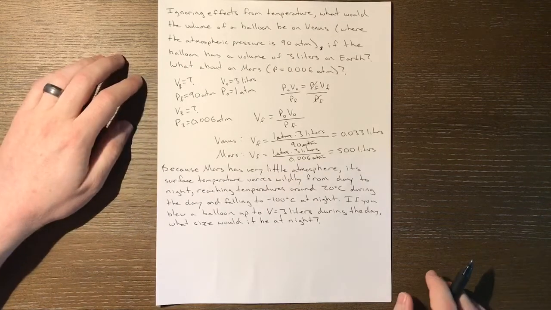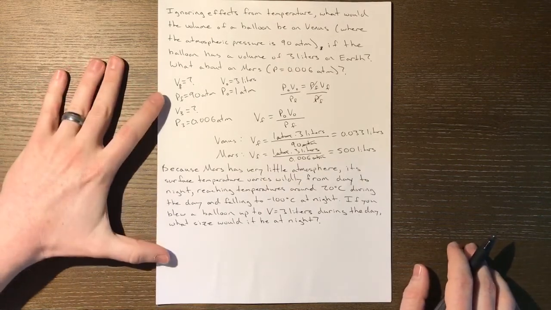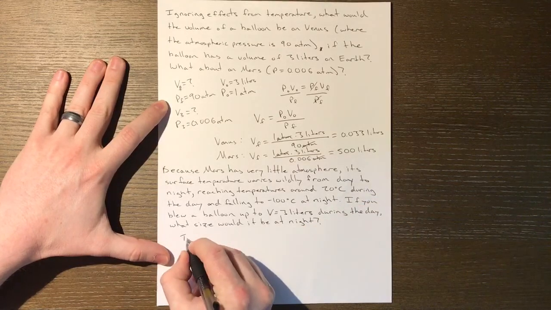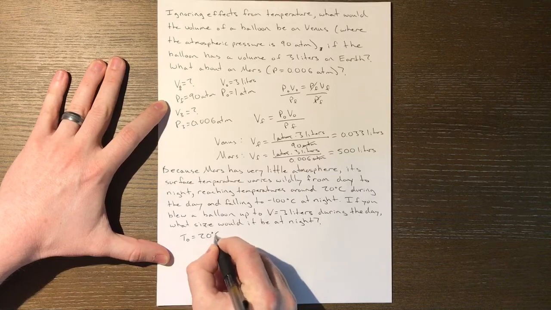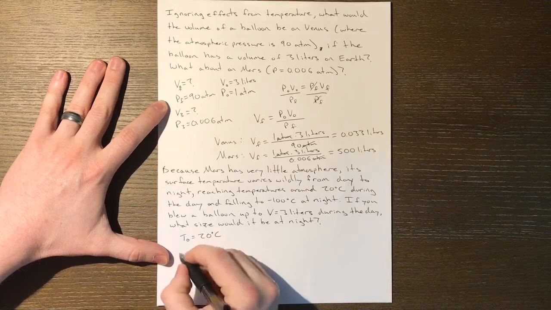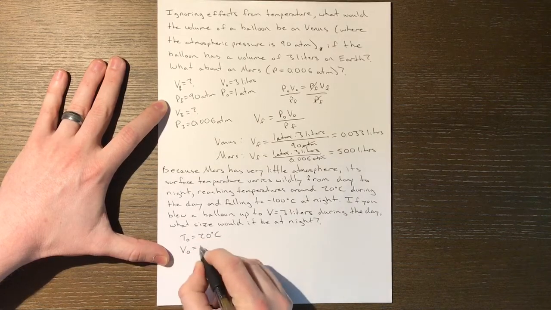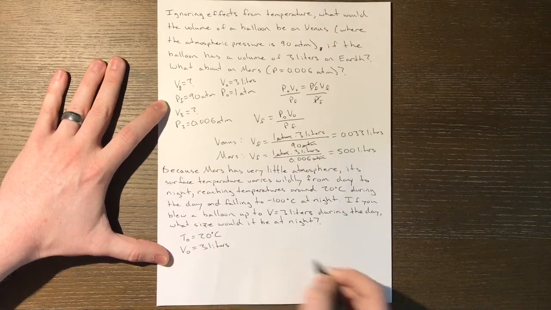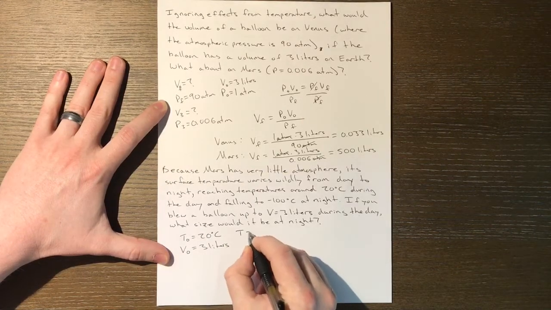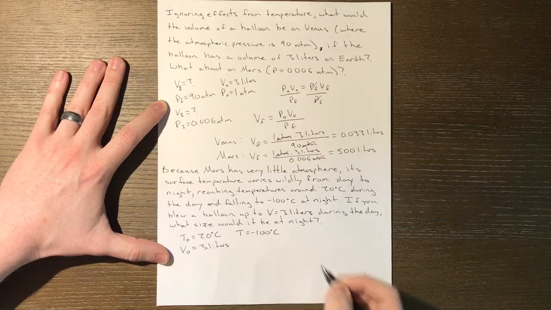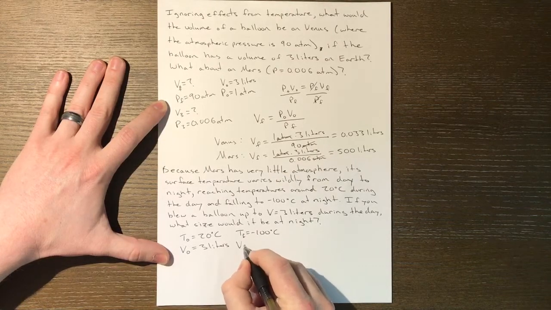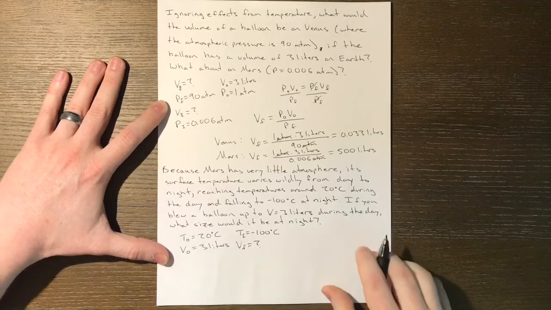So, looking back to this problem, let's write down the information we were given. We know that we're going to blow this balloon up during the day, so the initial temperature is 20 degrees Celsius, and that initial volume we blew it up to was 3 liters. We then wait till nighttime. The temperature plummets to negative 100 degrees Celsius. That's going to be our final temperature. What is the final volume? What size is our balloon?